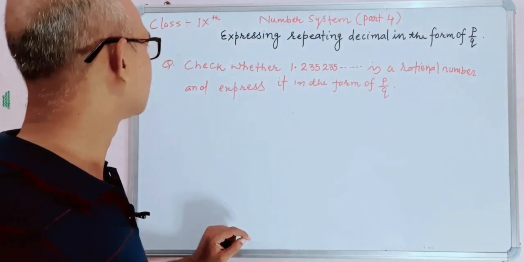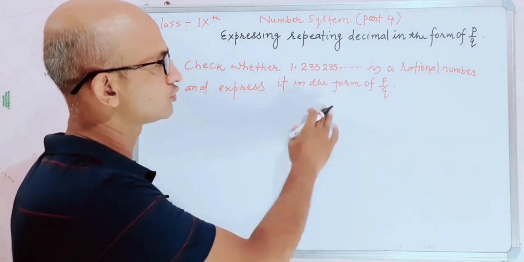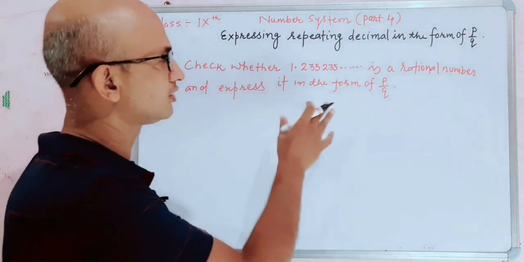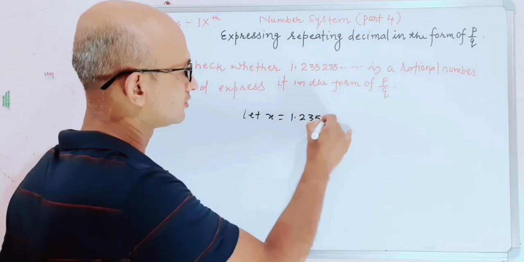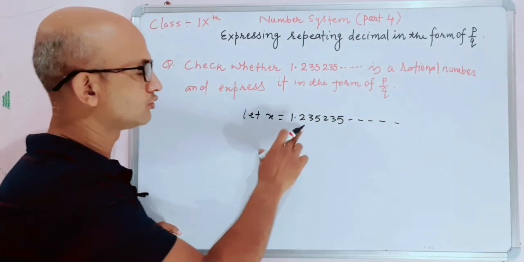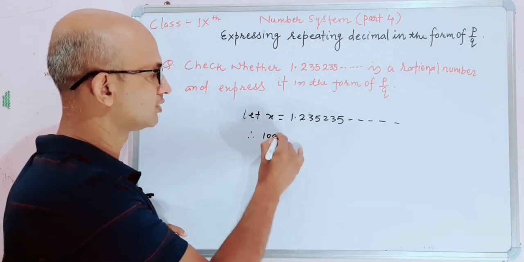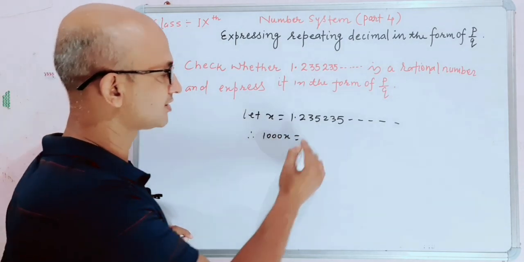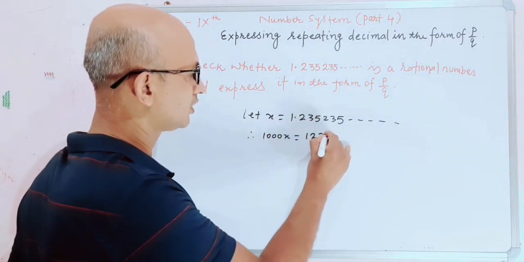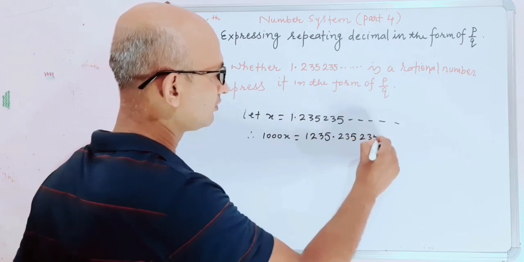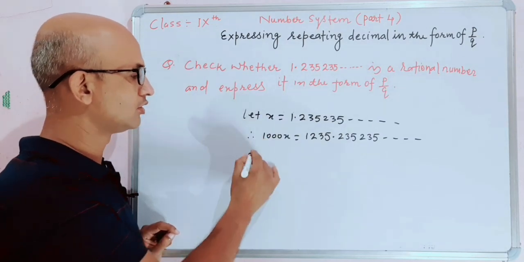We take one more numerical problem. In this numerical problem also, we have to check whether 1.235235 and so on is a rational number, and then express it in the form of p by q. Once again, dear students, we will consider this number as x. Since there are 3 repeating digits in this decimal expression, we will multiply it by 1000. On multiplying it by 1000, we get 1000x equals 1235.235235 and so on. Now these two decimal expressions are like, therefore we will subtract them.